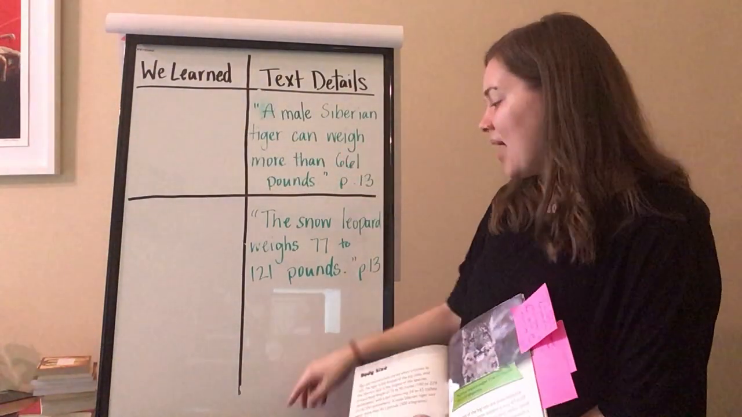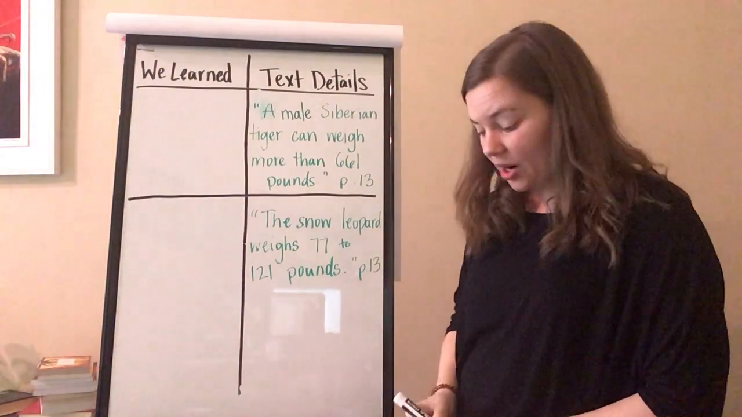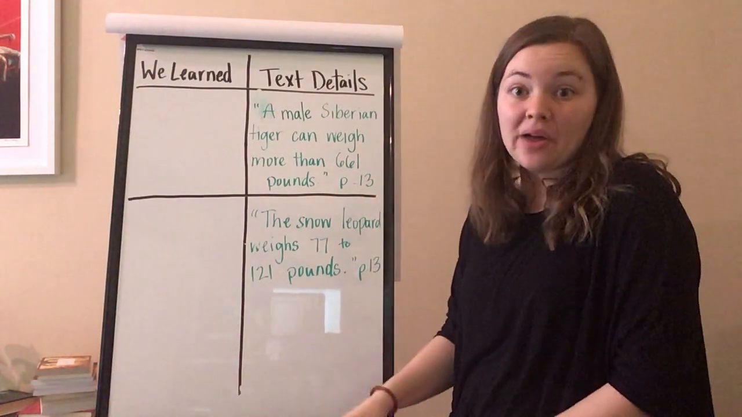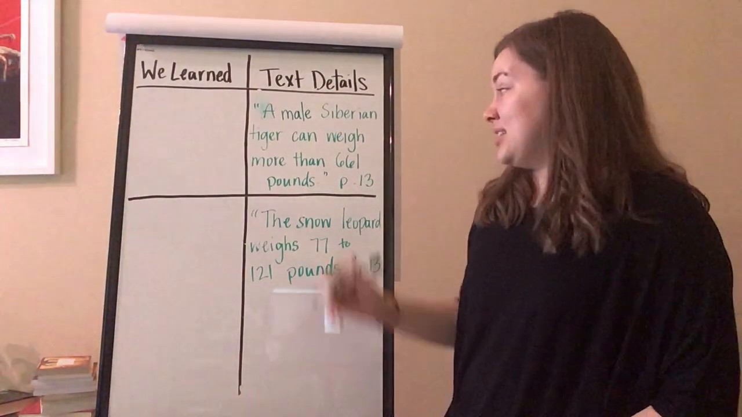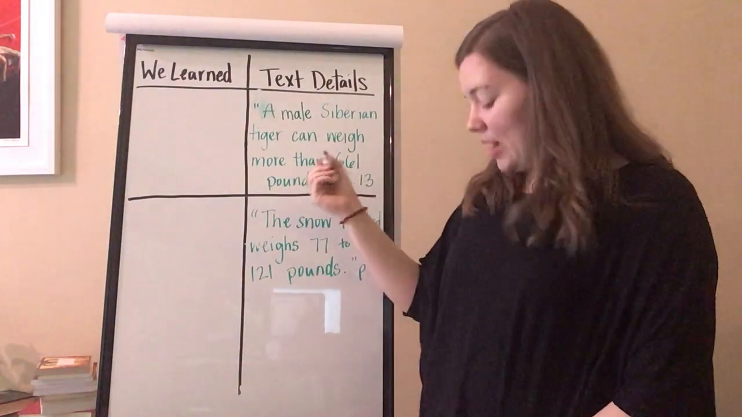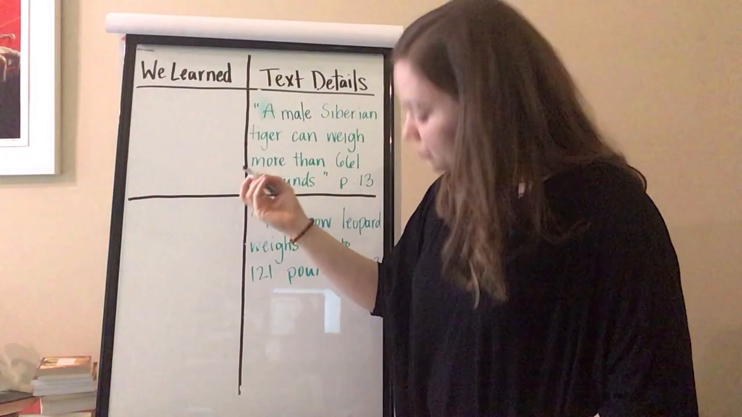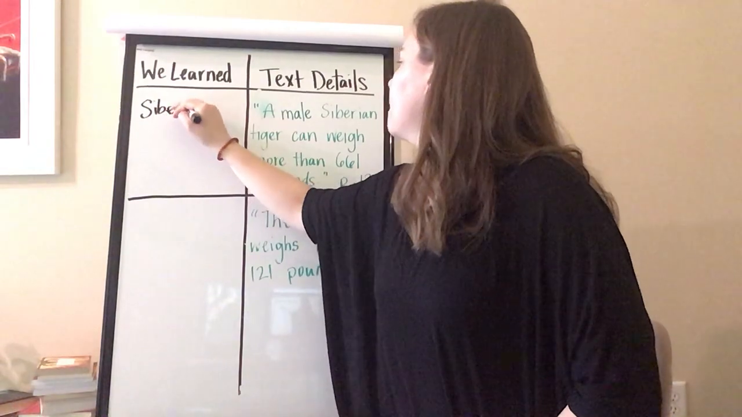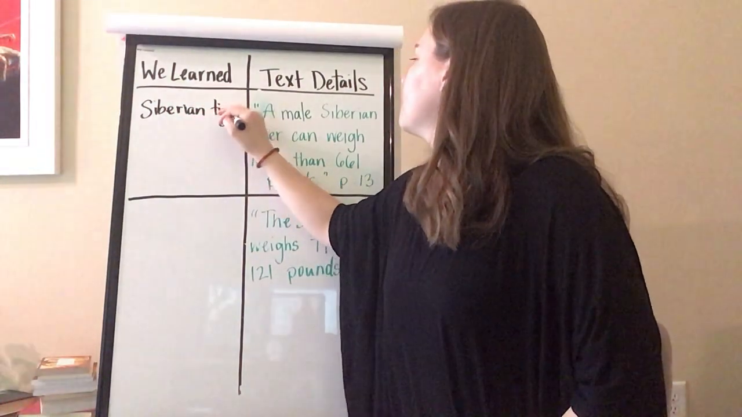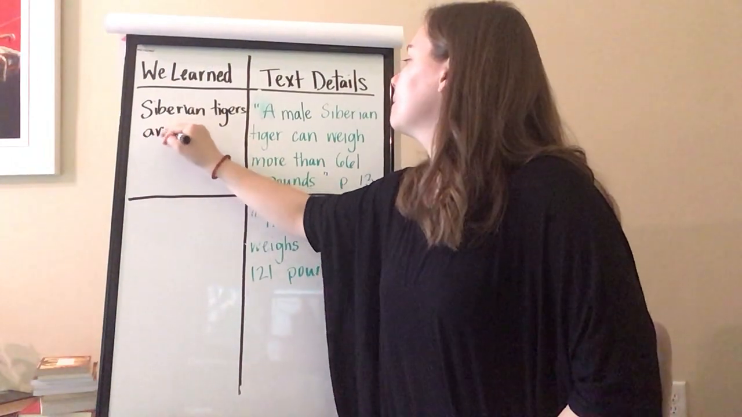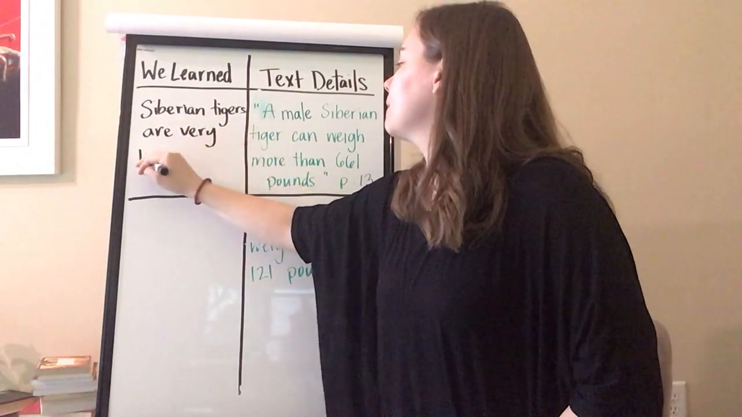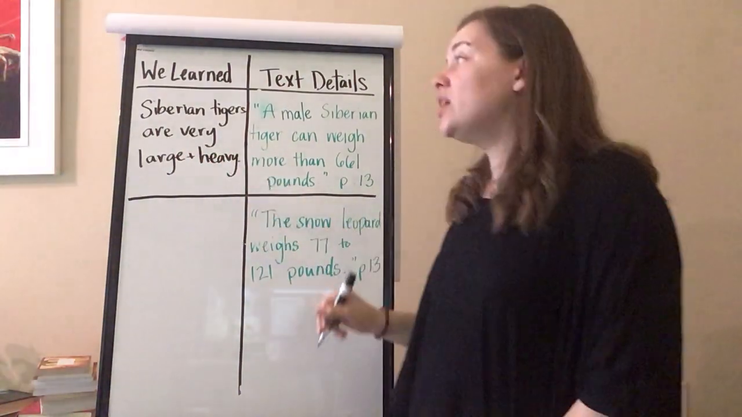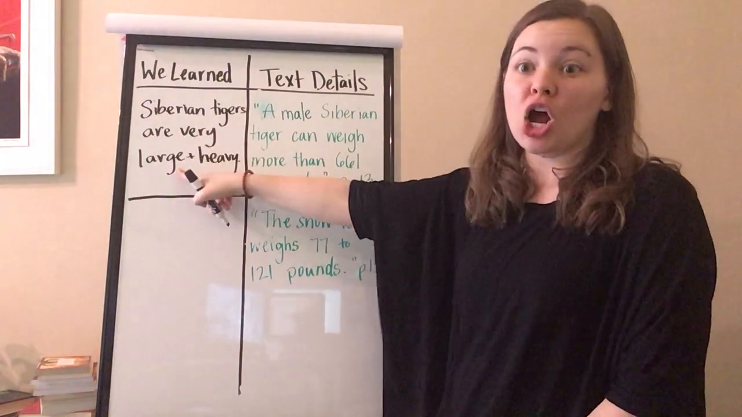Well, we learned that Siberian tigers are some of the biggest cats. That's what we learned from this piece of text evidence. That's why the author told it to us. I'm kind of surprised that they weigh this much. That's a lot. I'm going to go ahead and record what we learned. So from this piece of text evidence, we learned that Siberian tigers are very large and heavy.